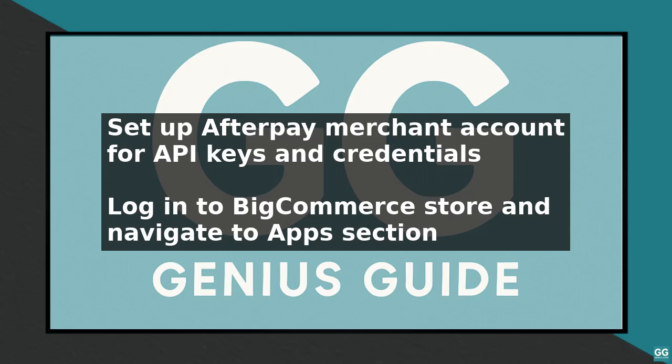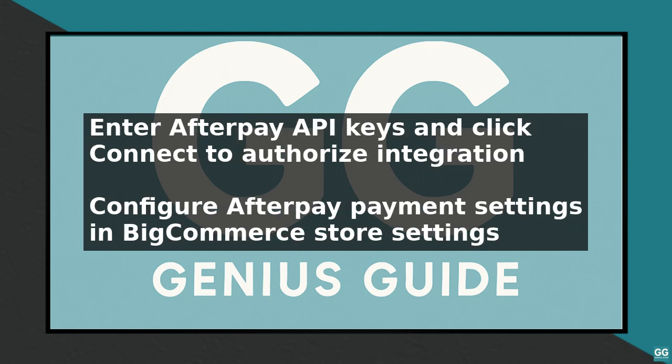Next, you will be prompted to enter your Afterpay API keys, which can be found in your Afterpay merchant account dashboard. After entering the API keys, click the Connect button to authorize the integration. Once the integration is authorized, configure the Afterpay payment settings in your BigCommerce store.